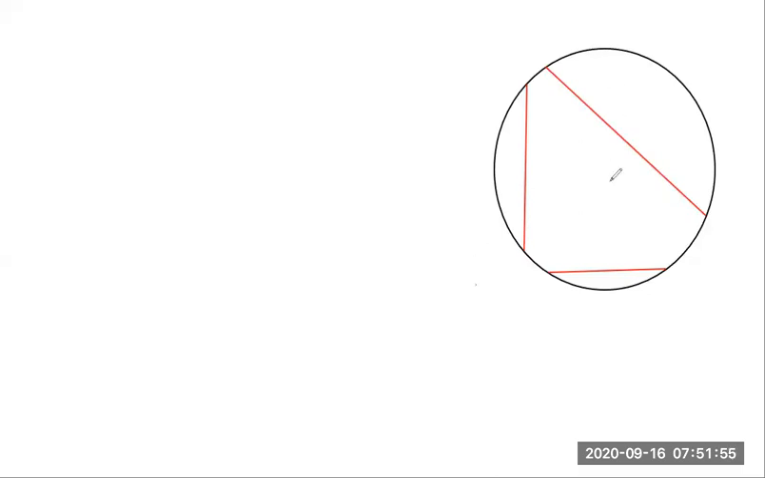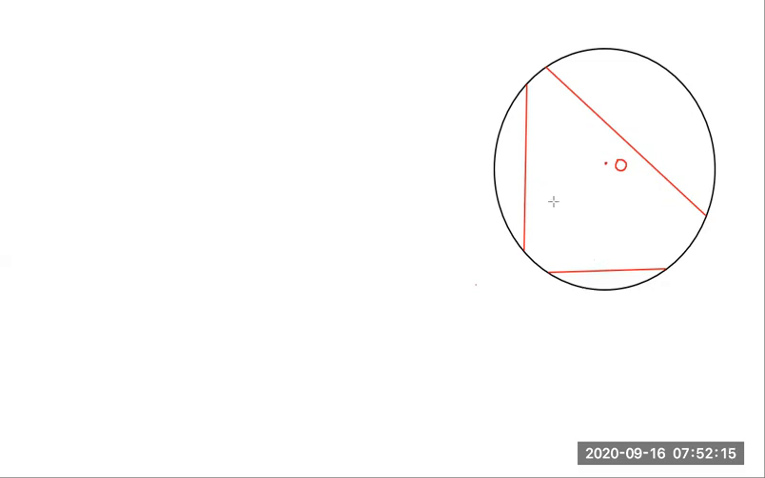Let's say we have a circle and this is the center of the circle. Center of the circle, let's say, is O. Now, let's see how the angle subtended by the arc at the center changes.